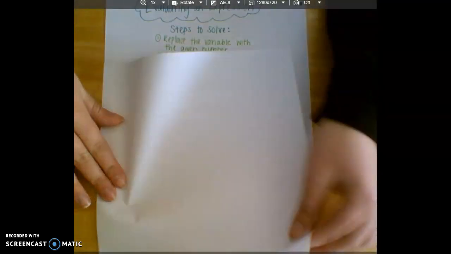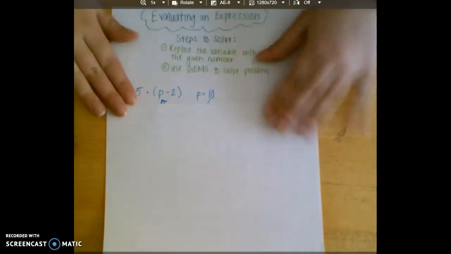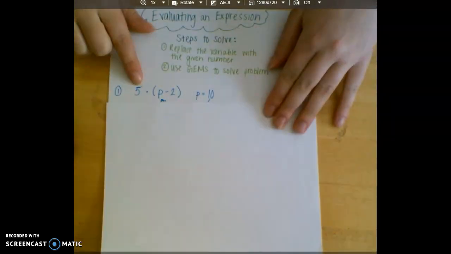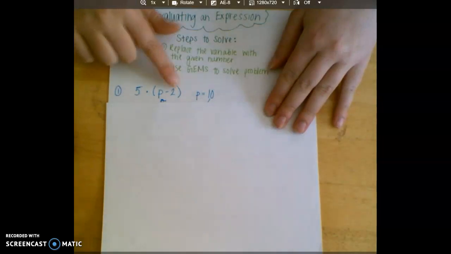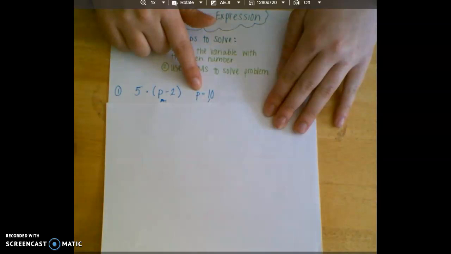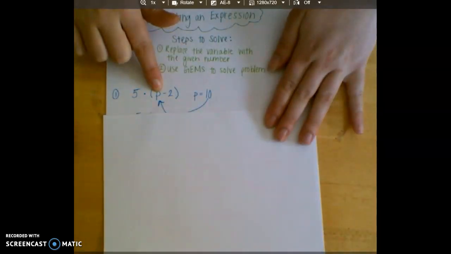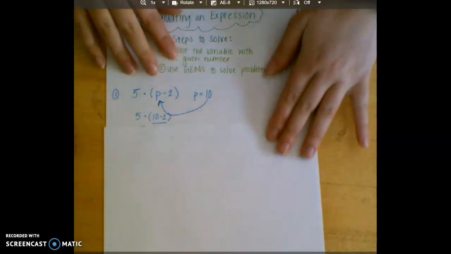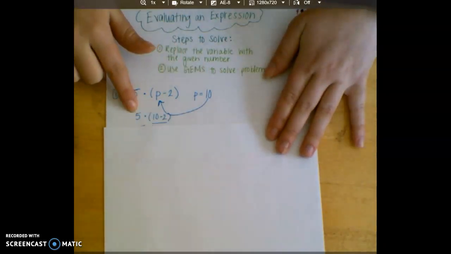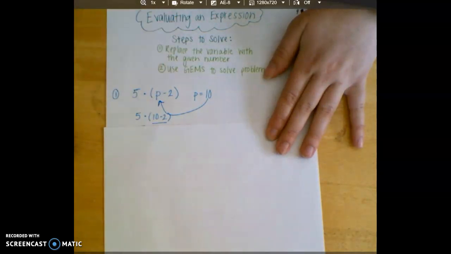So here we go. Let's look at one. Right here, 5 times p minus 2, and it's telling us right now p is 10. So we are going to replace p with the number 10 to turn it into something that looks like this: 5 times, in parentheses, 10 minus 2.